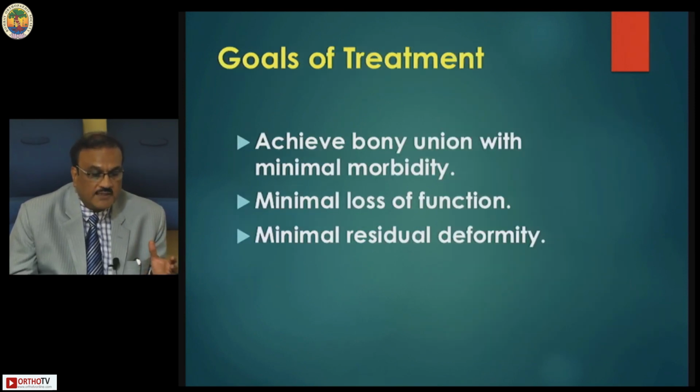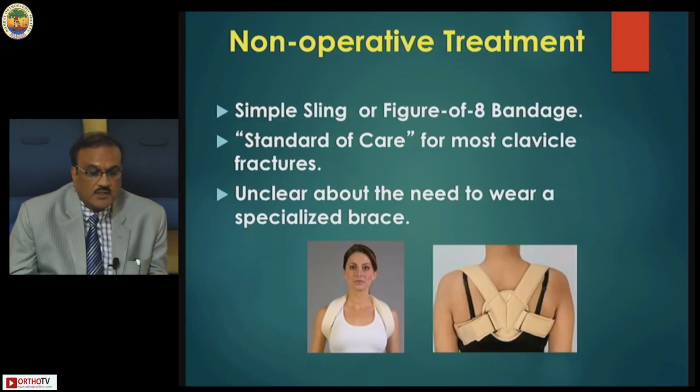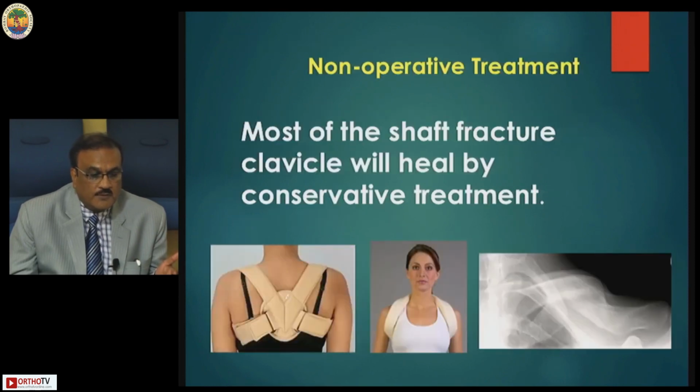The goal of treatment is to achieve bony union with minimal morbidity, minimal loss of function and minimal residual disability. There are two options open: non-operative treatment and surgical treatment. In surgical treatment, we have two options, plate fixation and intramedullary nail fixation. Non-operative treatment is given by a sling or figure-of-8 bandage. It is unclear about the need to wear a specialized brace because it does not do good.